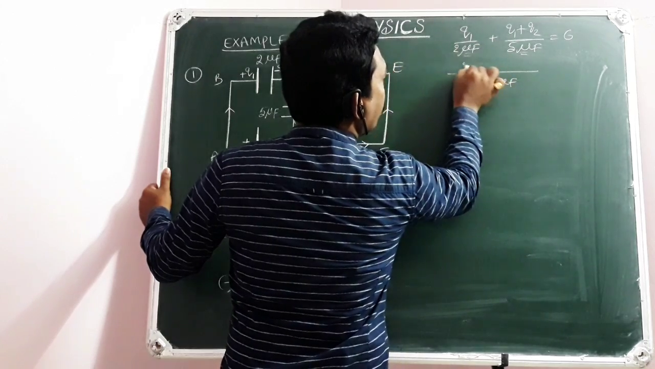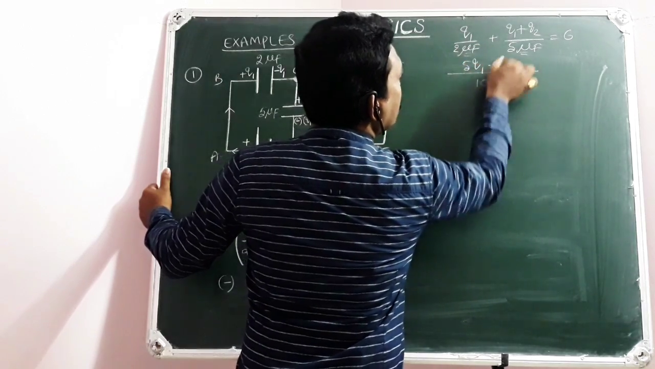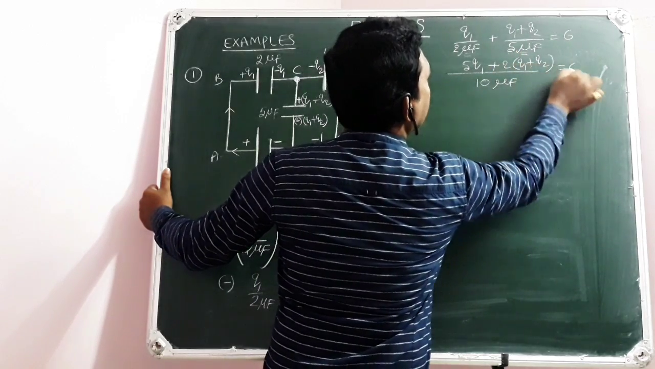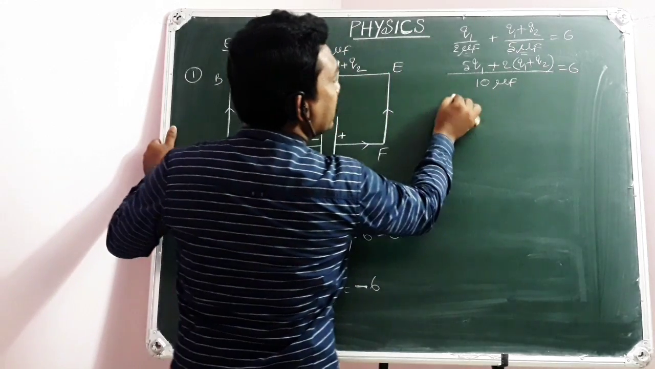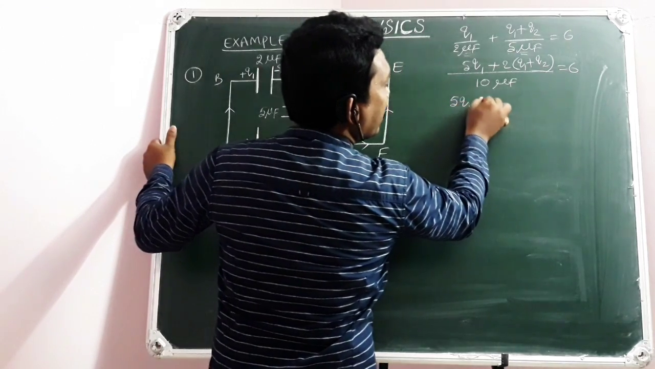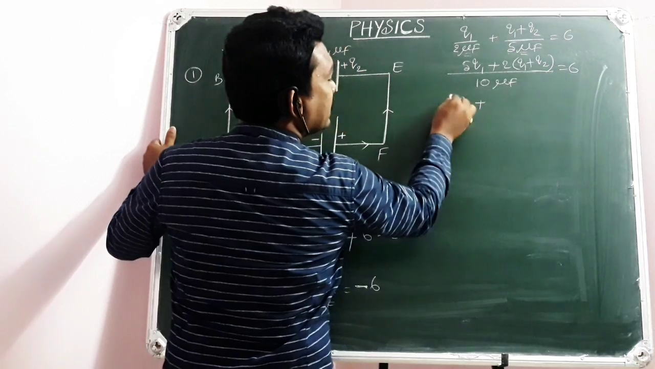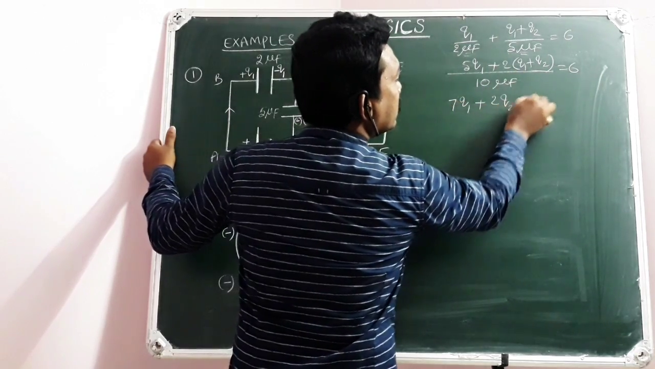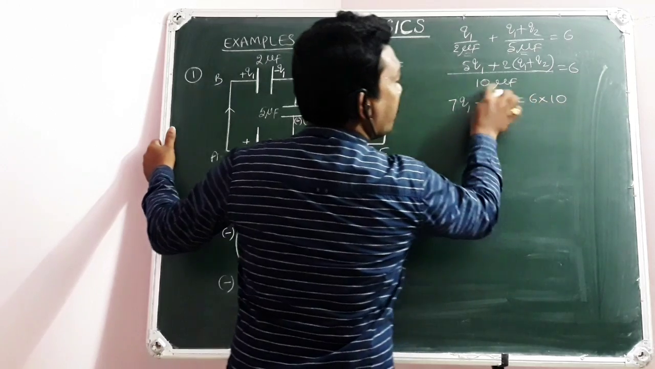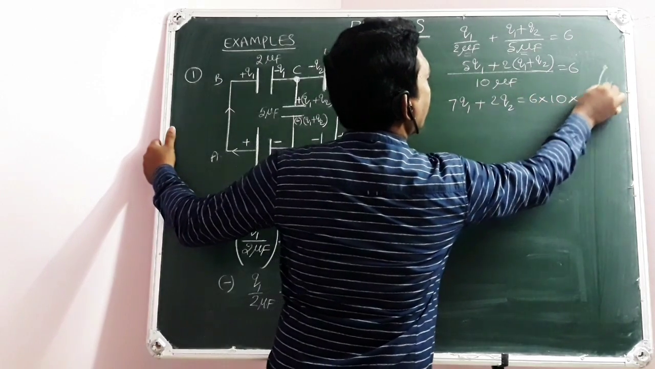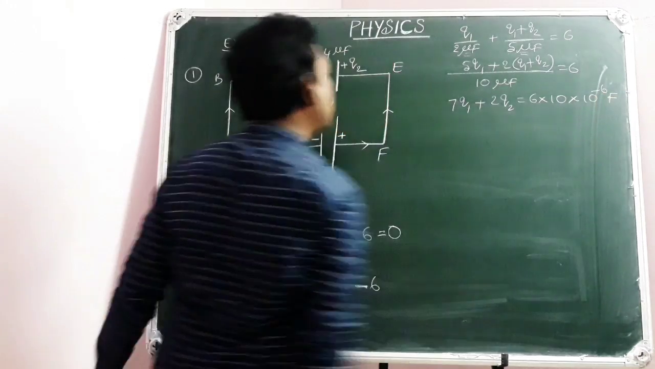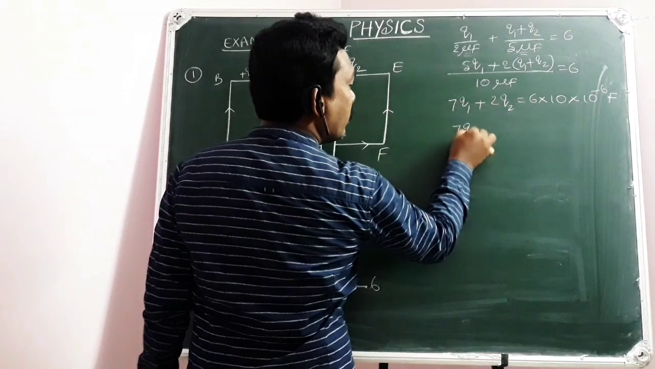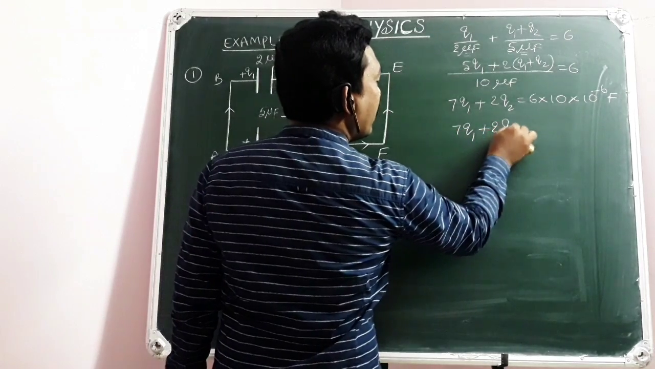Then here 5 times Q1 plus here 2 times of Q1 plus Q2 is equal to 6. Then here it is 5 Q1 plus 2 Q1, shall I write 7 Q1 in the numerator directly, and here 2 Q2 is equal to 6 into 10 microfarad. Let me write 10 power minus 6 farad without any doubt. So if I am going to simplify, 7 Q1 plus 2 Q2. Have you seen the left side?